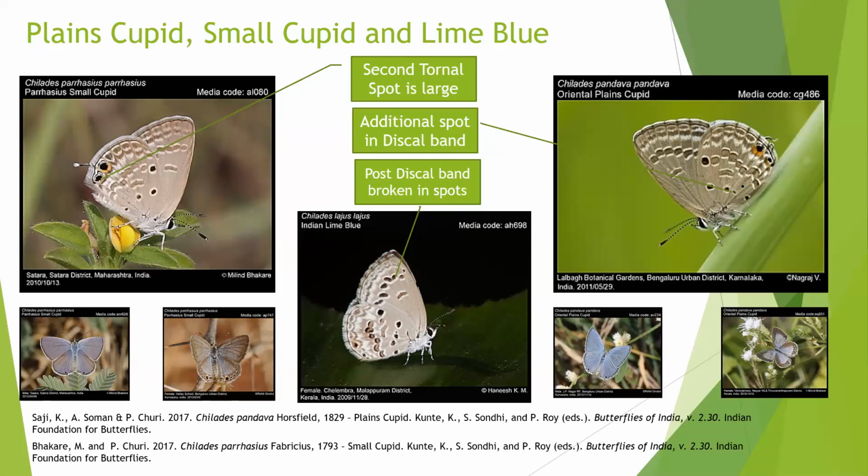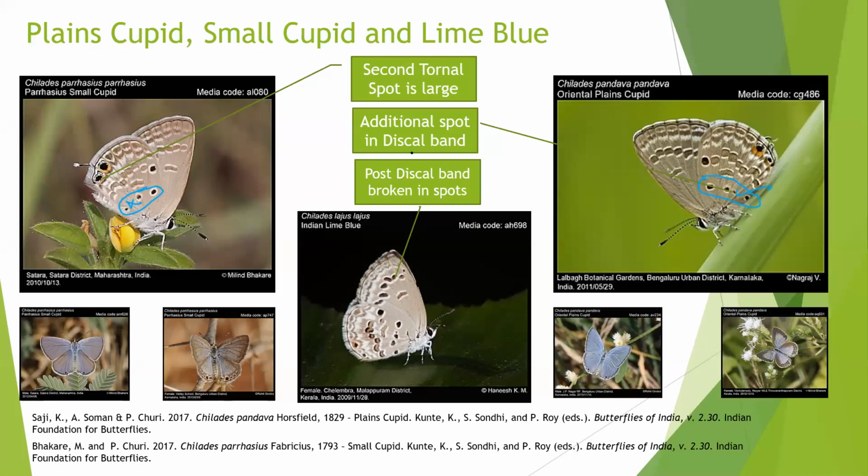And you see that in case of a plains Cupid, at the basal or the post basal, we can see that in the distal area, there are 4 spots. There's an additional spot here. This is an additional spot which is not present in the case of a small Cupid. This spot is absent here. But sometimes we get a plains Cupid without this 4th spot. The plains Cupid and the small Cupid are very similar. How to distinguish between the two then?